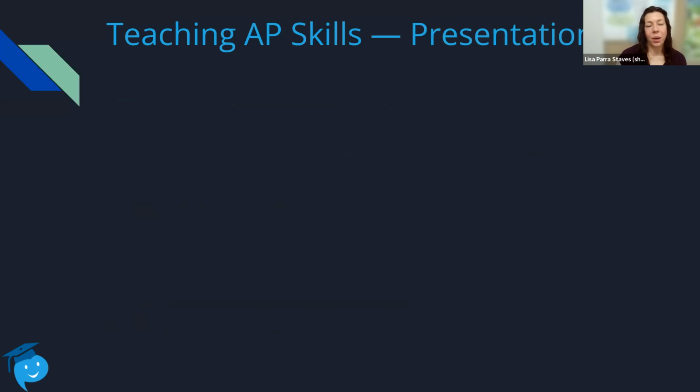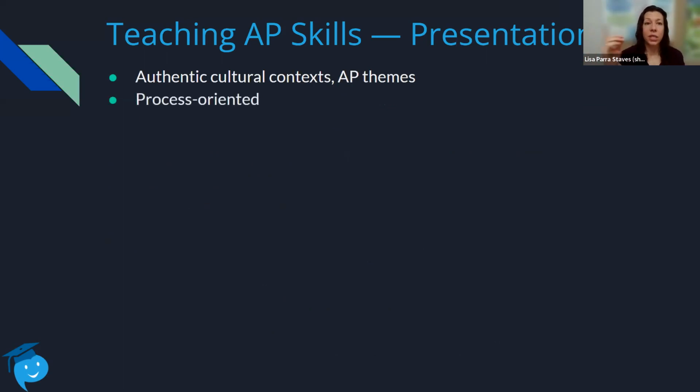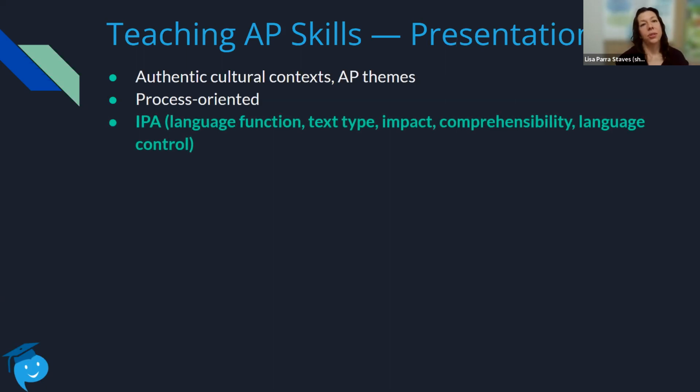And into our presentational mode, again, we want to provide students authentic cultural contexts within which to work. In AP, we have our 6 global themes. These can be spiraling and should be spiraling throughout all of our levels, not only AP. We want to make presentational process oriented, where we have drafting and peer editing and proofreading, using their resources to help guide them, showing their best language.